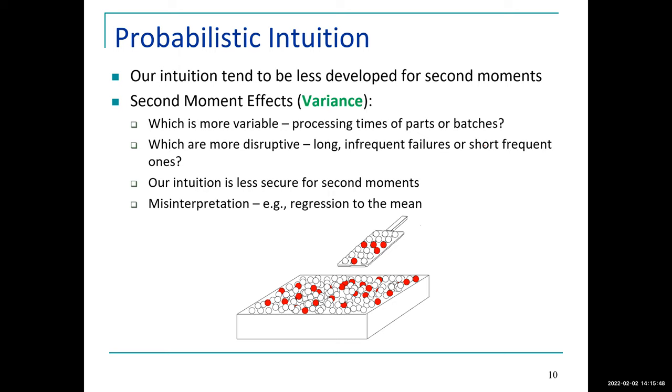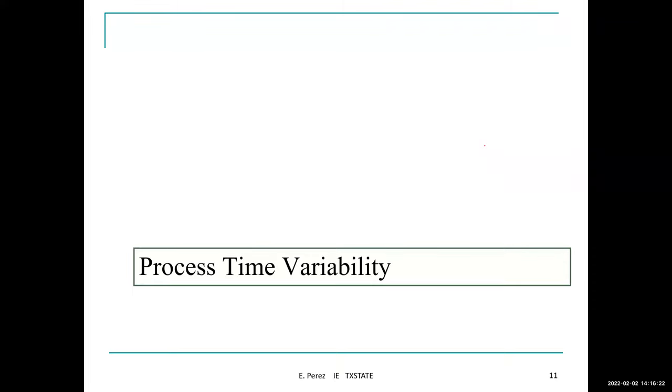Our intuition is less secure for second moments, and misinterpretation typically occurs, such as regression to the mean, trying to predict what's going to happen based only on the mean. So that could lead to misinterpretation. So in this lecture, we are going to try to add this second moment effects into our performance prediction for manufacturing processes. And we're going to start with what we call process time variability.